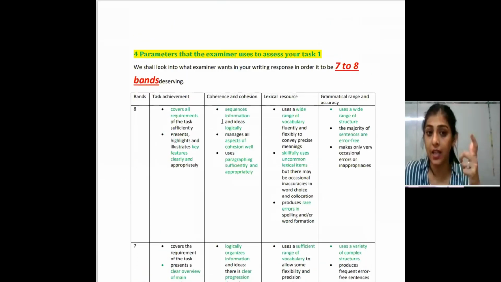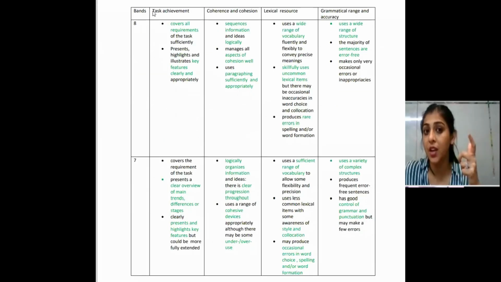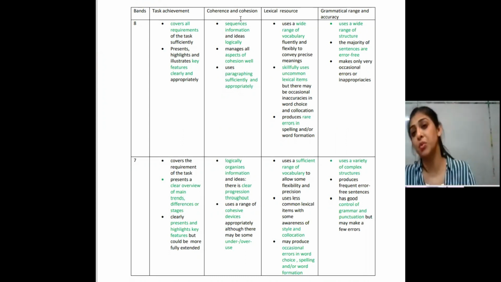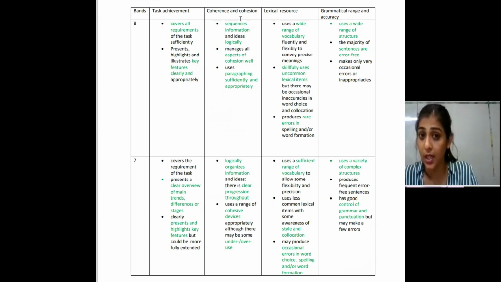Now, after understanding the task achievement criterion and how to fulfill it, the next is to understand coherence and cohesion. Now, this is a big terminology that sometimes students are unable to understand. To simplify it, coherence and cohesion is all about the link within the sentences first of all, and then within the paragraphs.